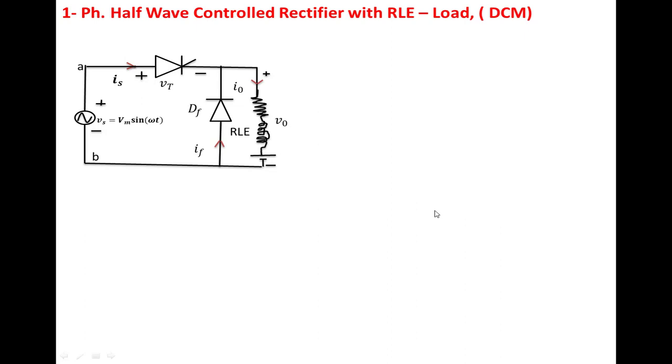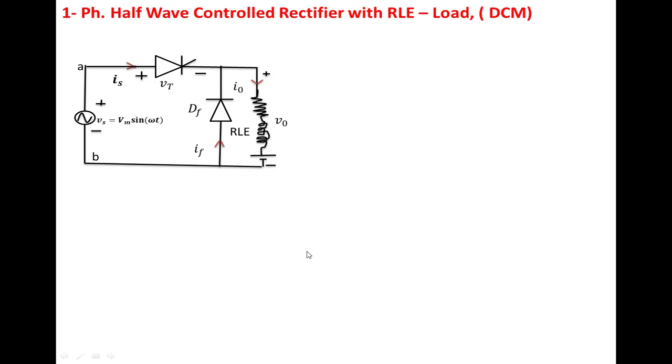In this class, we are going to discuss the single phase half wave controlled rectifier circuit with RLE load, discontinuous load current, with a freewheeling diode. A freewheeling diode is nothing but a diode which is connected across the load. This diode is on only when the load is subjected to negative voltage.